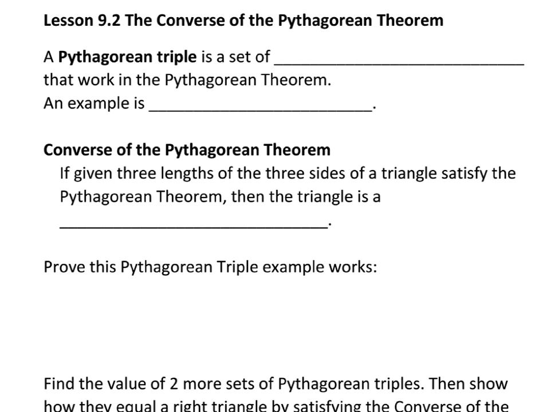This is lesson 9.2, the converse of the Pythagorean theorem. A Pythagorean triple is a set of three positive integers that work in the Pythagorean theorem. An example is 3, 4, 5. The converse of the Pythagorean theorem states, if given three lengths of the three sides of a triangle satisfy the Pythagorean theorem, then the triangle is a right triangle.